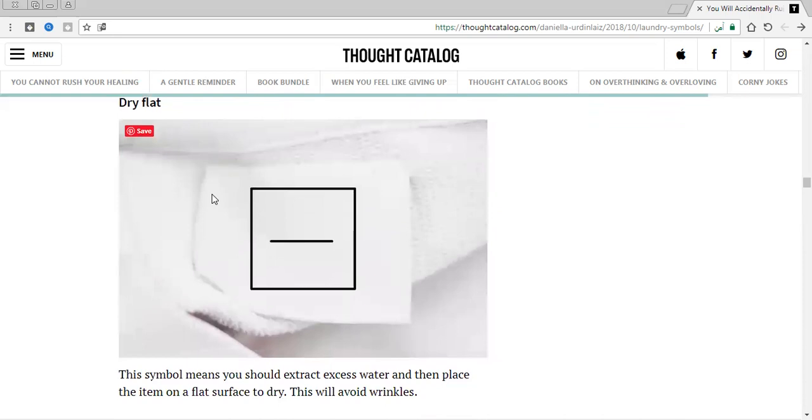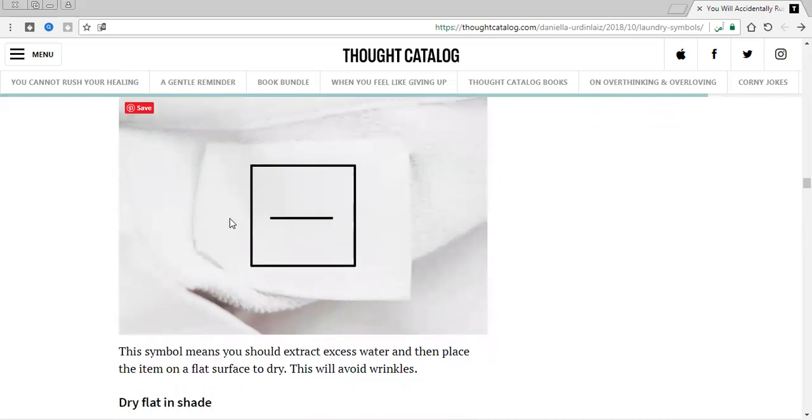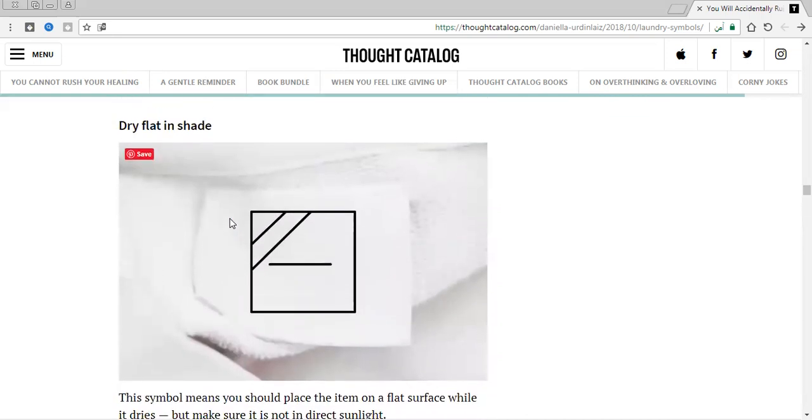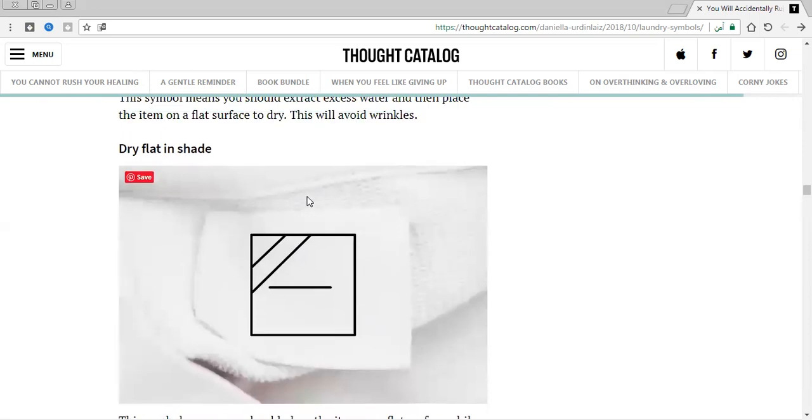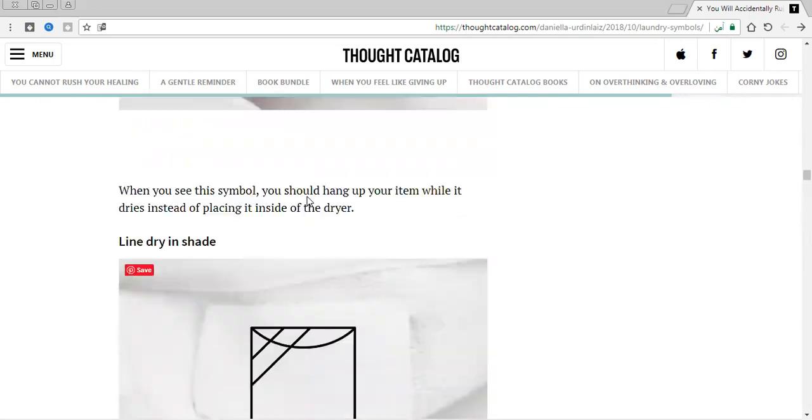Now dry flat. This symbol, if we have a line drawn in the middle of the square, that means dry flat. While if we have the same symbol but with two lines crossing the symbol, that means dry flat in shade.